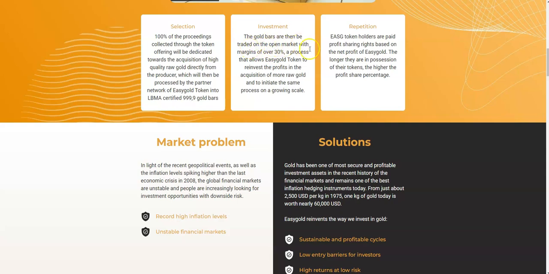The gold bars are then traded on the open market with margins of 30%, a process that allows EasyGold Token to reinvest profits into more raw gold, and then it just repeats. And then the token holders are paid profit sharing based on the net profit of EasyGold.